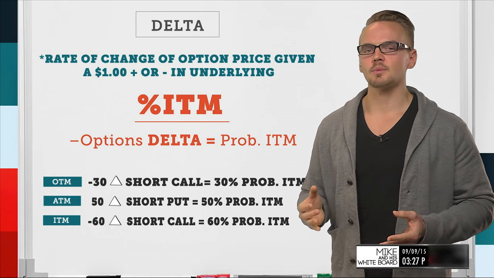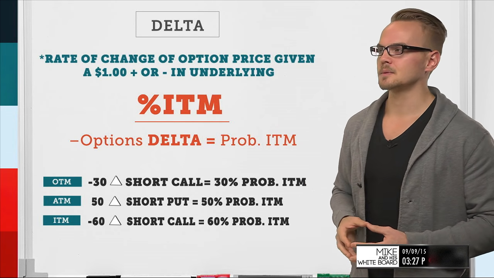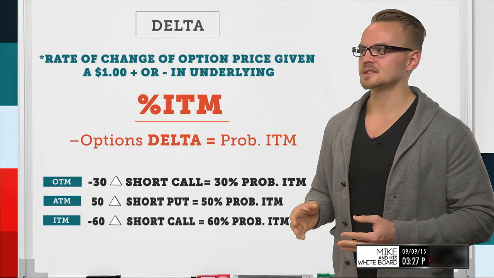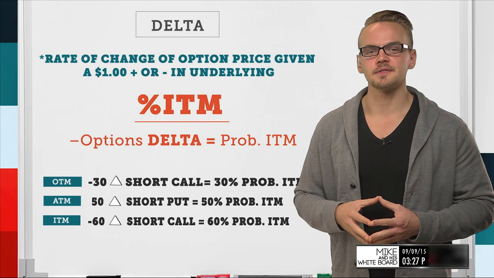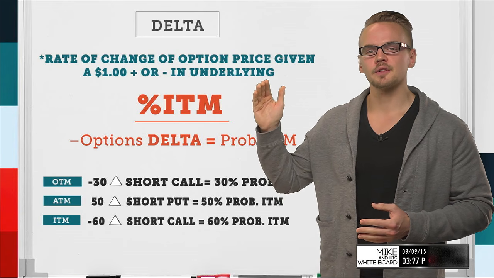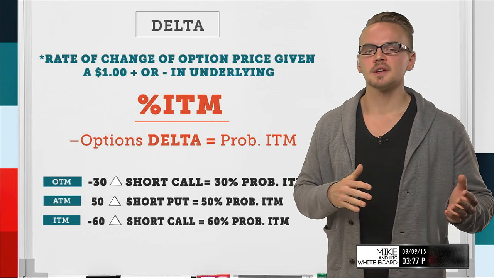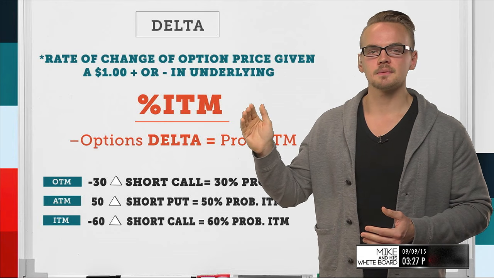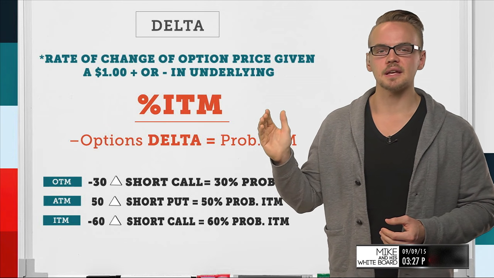Now, let's look at an in the money option. And this is going to show you why we don't sell in the money options. So if I'm looking at a short call that's in the money, it's going to have a higher delta than 50. And that's because if you look further out of the money with calls or puts, doesn't matter, it's going to have a lower delta because it's going to have a lower probability of being in the money.